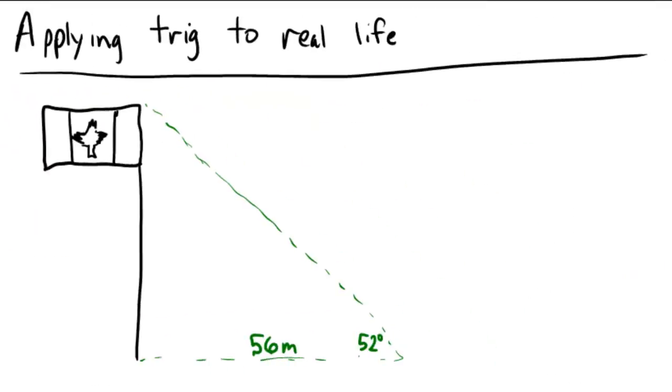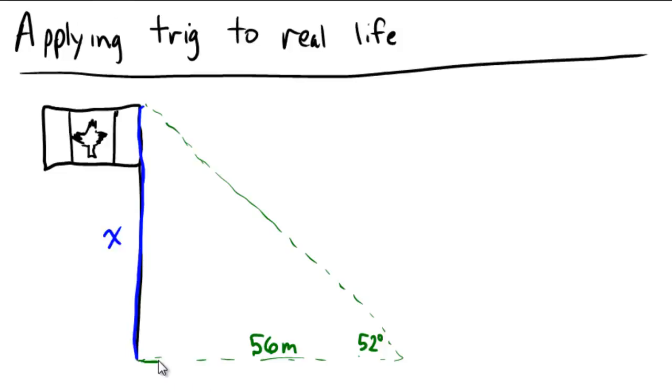Trigonometry. Let's try to apply it to a real-life problem here. Here I have a Canadian flag flying on a flagpole, and I have a triangle drawn in here in which the angle has been measured to be 52 degrees, and the distance away from the base of the flagpole is labeled as 56 meters. So can we together figure out what is the height of the entire flagpole?